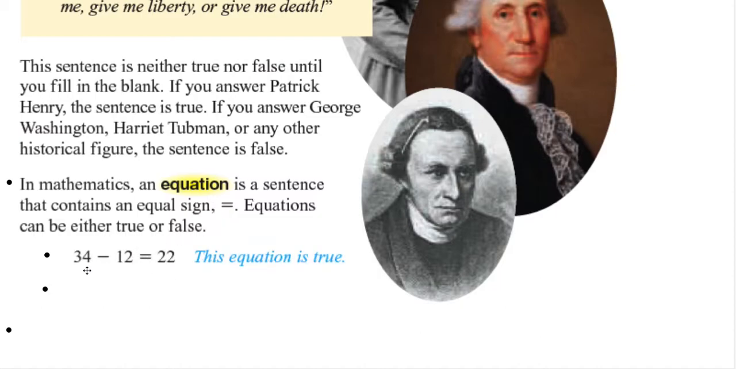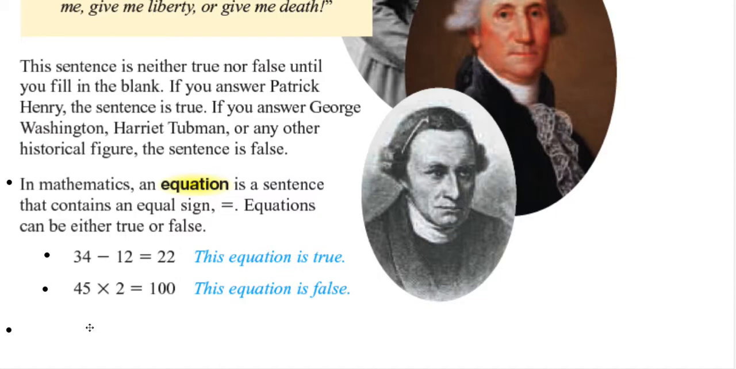For example, 34 minus 12 is 22. The equation is true because if you subtract 12 from 34, it becomes 22. Another one is 45 times 2 equals 100. This equation is false, because 45 times 2 is not equal to 100.